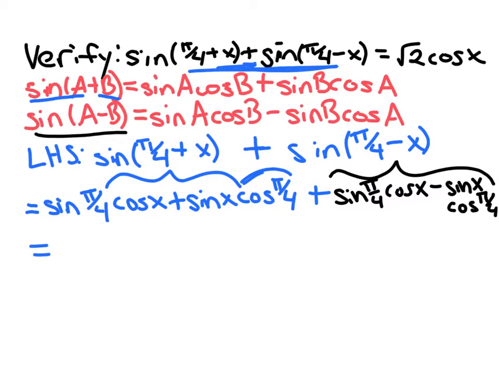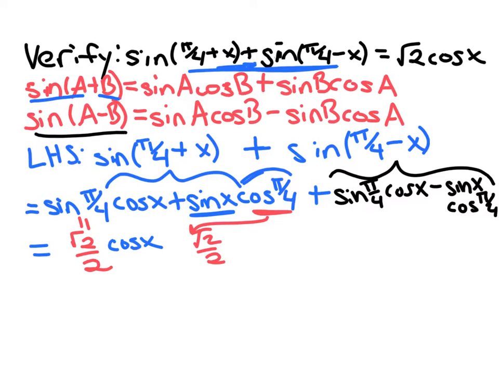So now you would just evaluate. Sine of pi over 4 is equal to the square root of 2 over 2. You can find that value on a unit circle if you like. Times cosine of x, which we can't do anything with, so you just leave it alone. Same with sine of x right here, we just leave that alone. But cosine of pi over 4 there is also equal to the square root of 2 over 2.